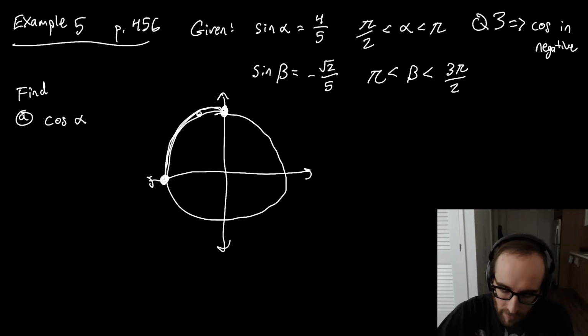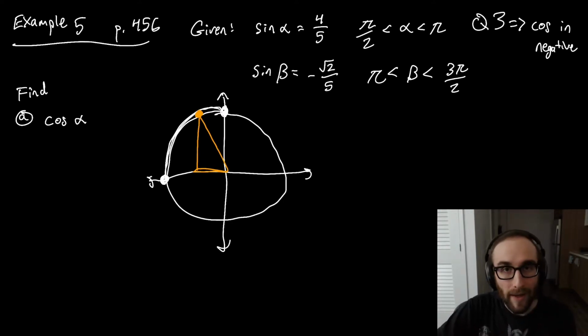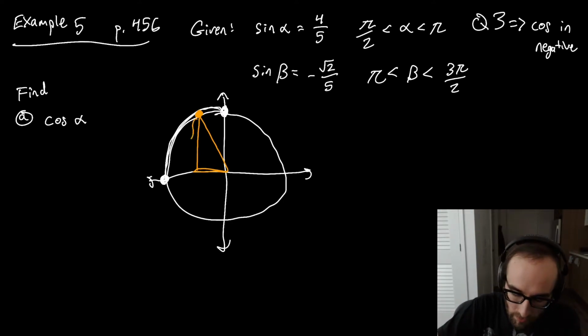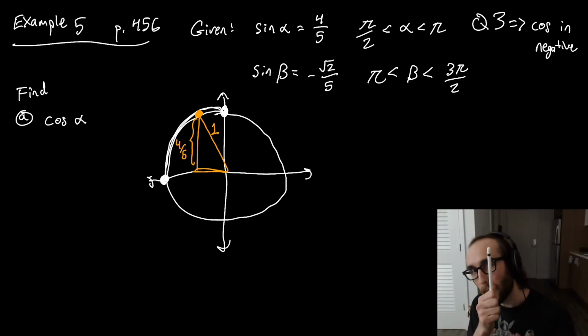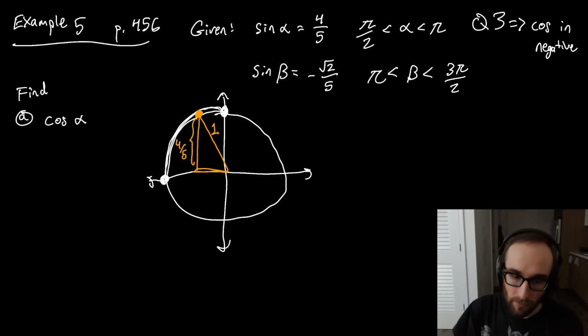One way to think about this is to actually use the unit circle. I'm going to go ahead and draw. We don't know exactly where this point is. That's fine. Use the unit circle to draw a triangle. We know that sine represents the y value. So sine in this case is 4/5. We know that in the unit circle, the hypotenuse is always 1, radius of 1. And then cosine in this case is going to be this x value.